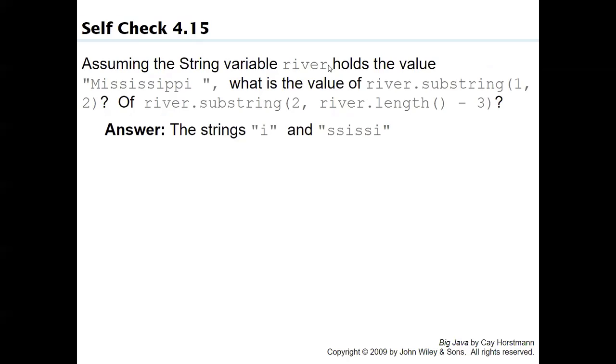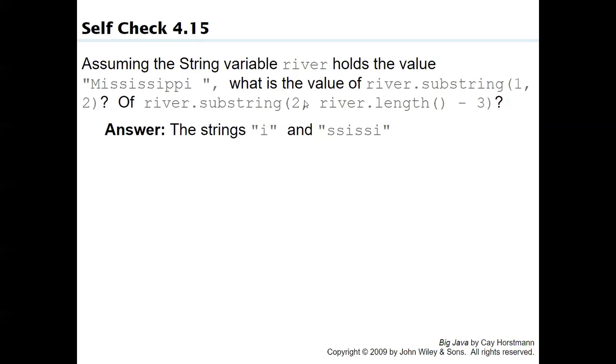Assuming the string variable river holds the value Mississippi with a space at the end, what is the value of river.substring(1, 2)? Well, that's odd. Your starting position is 1. Notice that's not the M, that's the I. And then 2 is 1 past where you want to stop. So that would be here. So you'd only get the letter I. That gets you 1 letter. Looks like it would get you 2, but it doesn't.